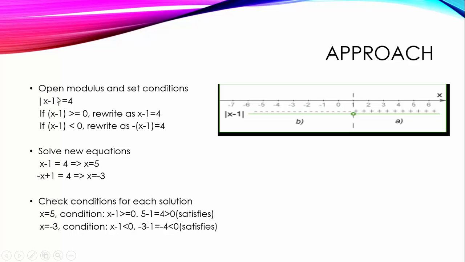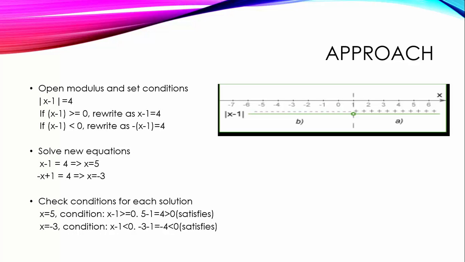For example, mod x minus 1 is equal to 4. Positive would be if x minus 1 is greater than or equal to 0, rewrite the equation as x minus 1 is equal to 4. If x minus 1 is less than 0, we can rewrite the equation as minus of x minus 1 is equal to 4.